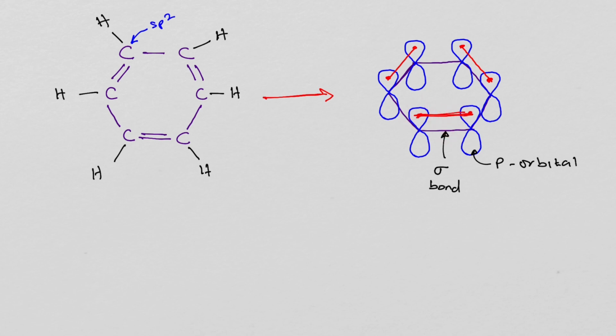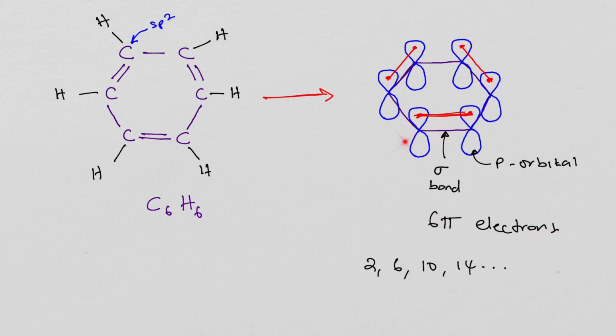So altogether, for benzene, C6H6, there are 2 plus 2 plus 2, a 6 pi electron system. So that would be 6 pi electrons. And that obeys Hückel's rule, which is 2, 6, 10, 14. The difference between them is 4. 4, 4, 4. And it goes on. And that is Hückel's rule. It obeys Hückel's rule because it's got 6 pi electrons. Therefore, this is an aromatic compound.